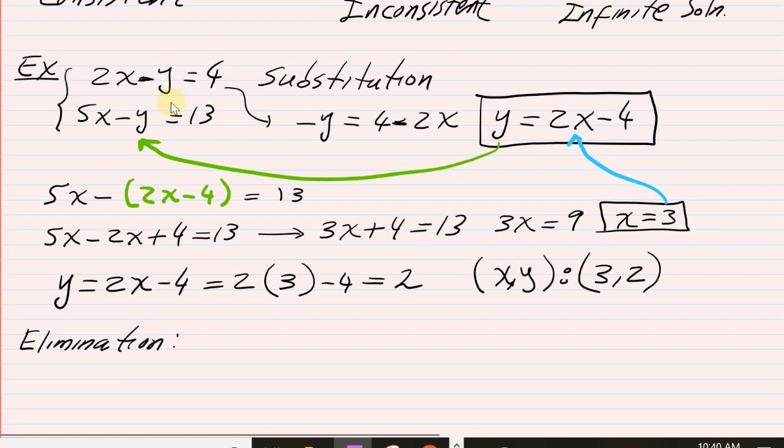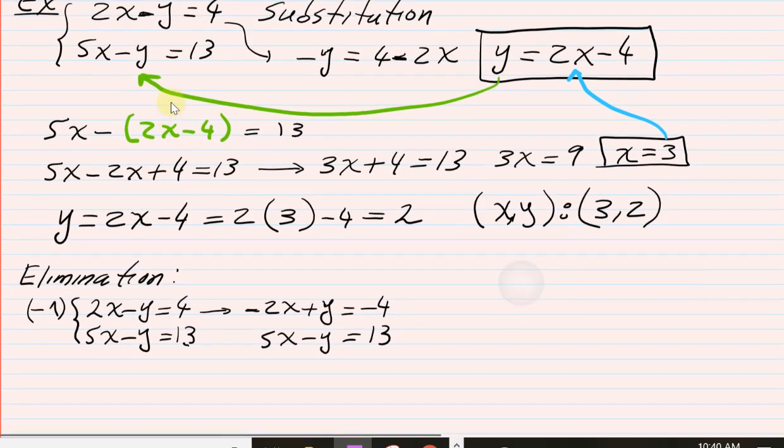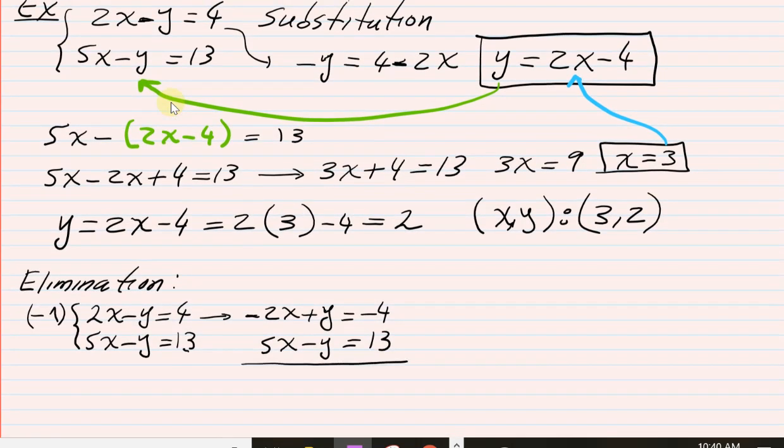Okay, so this is what I'm going to get. This is 2x minus y equals 4. I'm just rewriting the system at this point. And if I multiply the first equation by negative 1, it's going to become negative 2x plus y equals negative 4. And then what I can do is add it to the second equation. And as you can see, the y's are now opposite in sign. They have opposite signs, one positive, one negative.